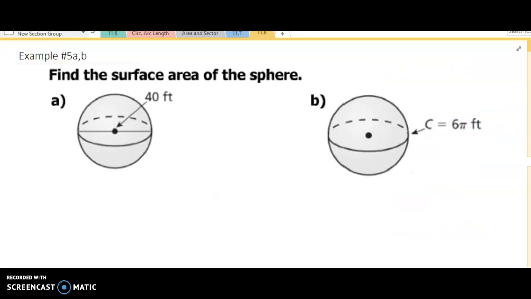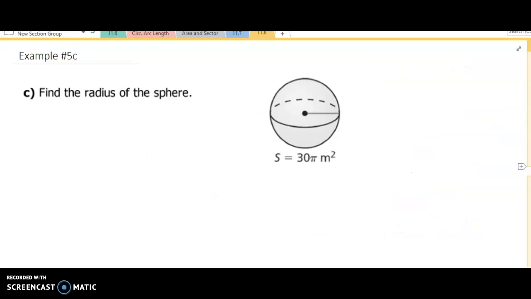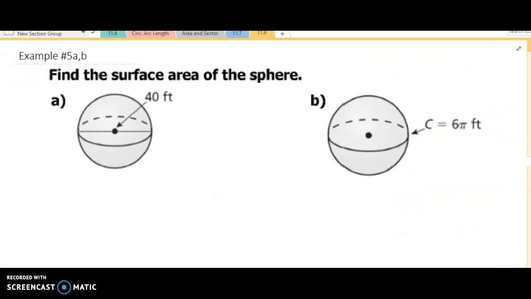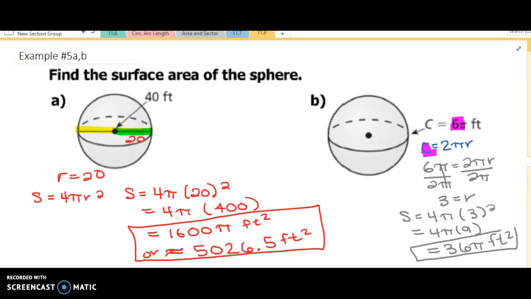All right, I want you to go ahead and do A, B, and C on your own, and then we'll go over each of them. All right, so let's go over these. On A, the first thing I need to do, it gives me the diameter. I need to half that to get my radius. So I get my radius is 20. And after I have my radius is 20, I just plug that in for my 4 pi r squared, so 4 pi times 20 squared. And exact, you get 1,600 pi feet squared, or if you round it, you get roughly 5026.5 feet squared for the surface area.